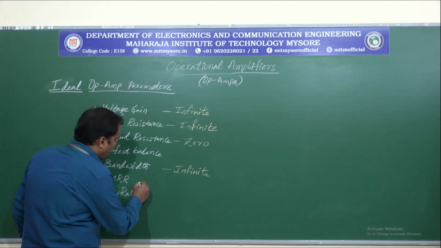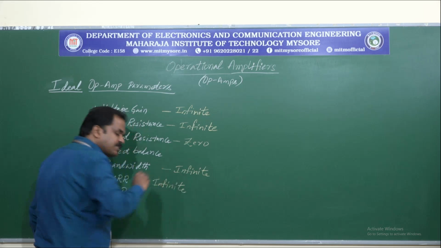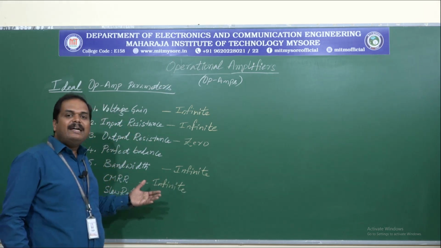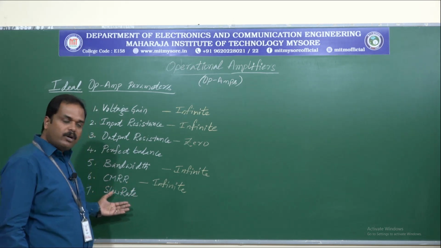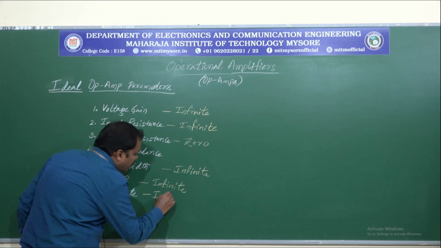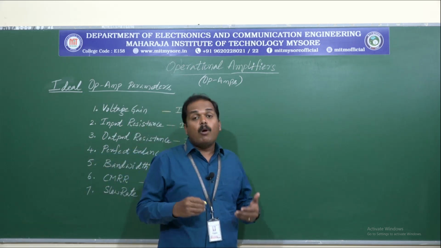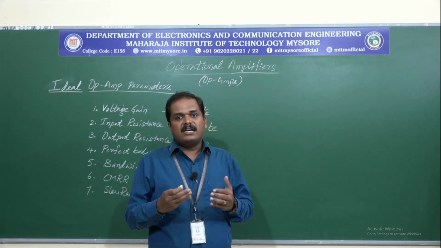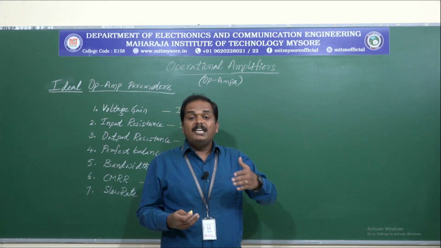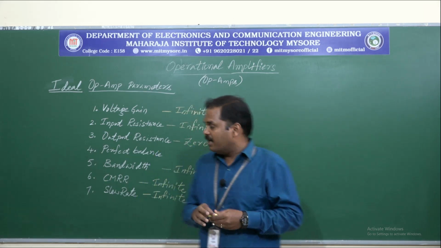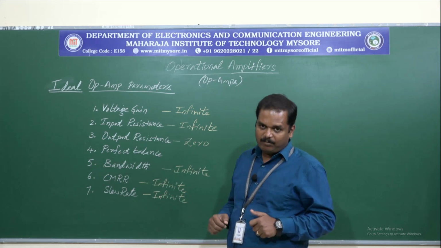And next parameter is CMRR. CMRR is also infinite, which indicates that the op-amp ideally rejects any common mode signal. And the next parameter is slew rate. Slew rate is also infinite for an ideal op-amp, which indicates that ideally the op-amp can sense the changes happening on the input signals instantaneously and cause an immediate change on the output signal. So these are some of the parameters we have for an ideal op-amp.